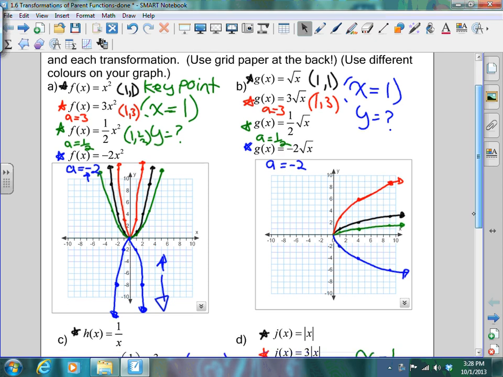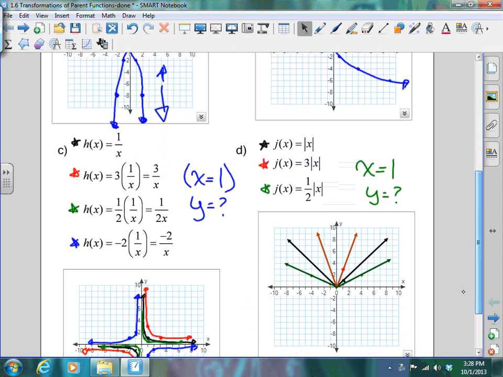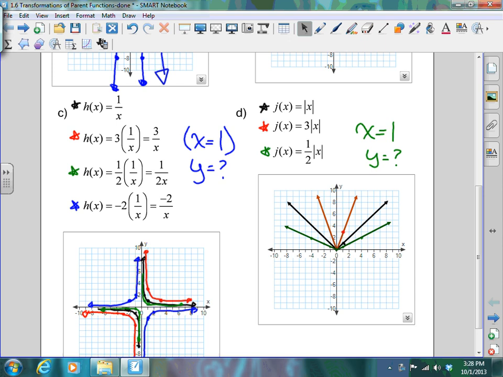You will find a similar pattern when you take a look at the reciprocal in C. Again, the key point here was 1, 1. What happened to it between the black graph and the red graph? It became the point 1, 3. What happened in the green graph? It became the point 1, 1/2. And likewise, for the last one, we notice a equals -2, so it became 1, -2. So that happens in each case.